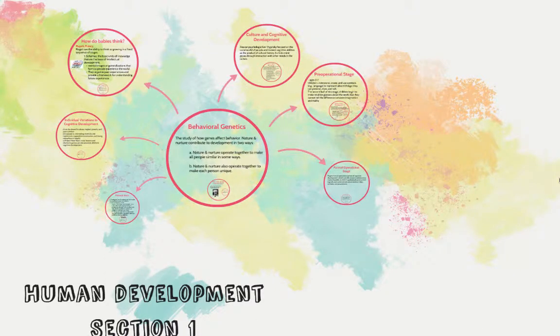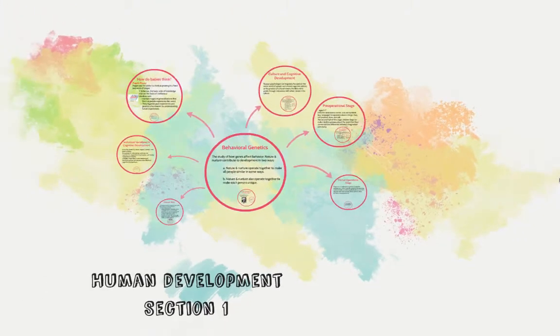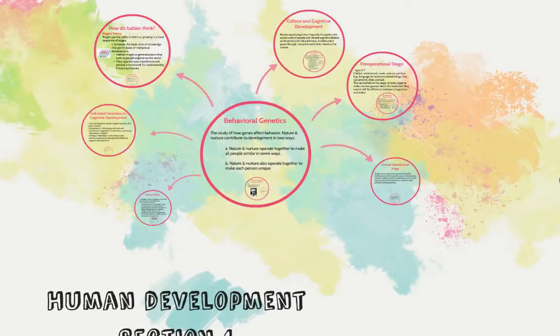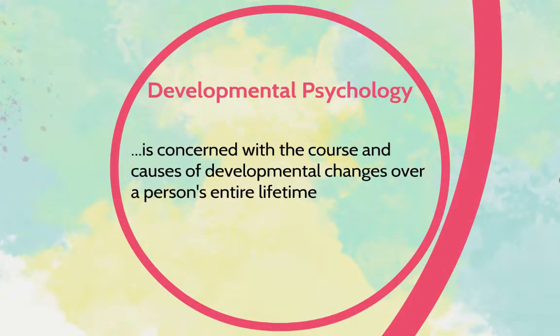This is Section 1, Human Development. This goes along with Chapter 9. Developmental psychology is concerned with the course and cause of developmental changes over a person's entire lifetime.